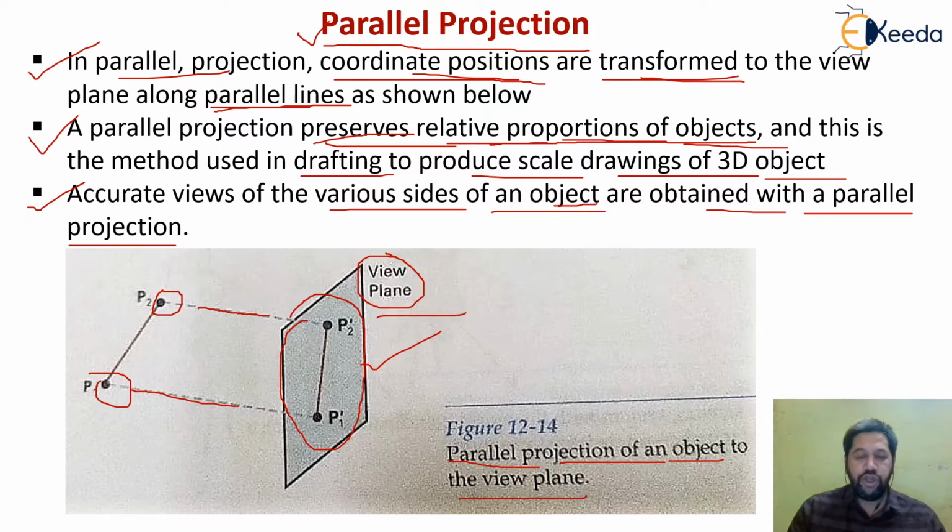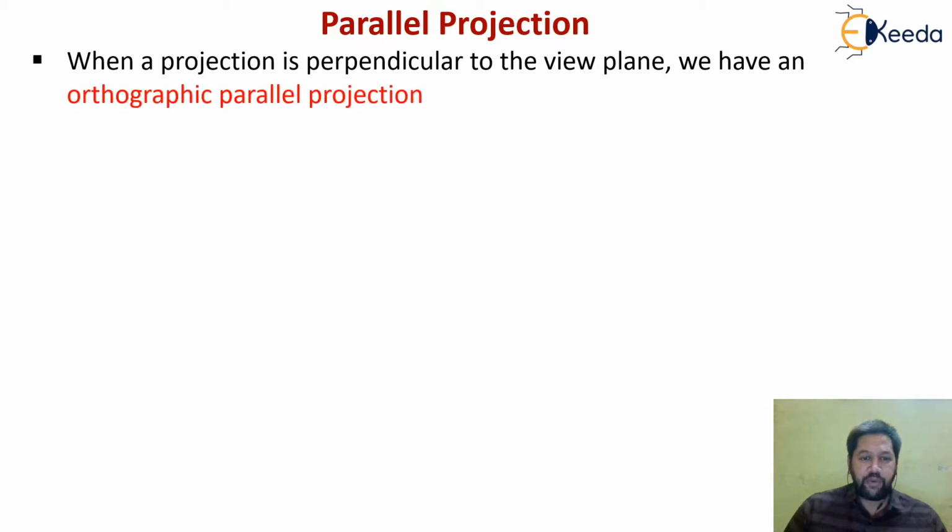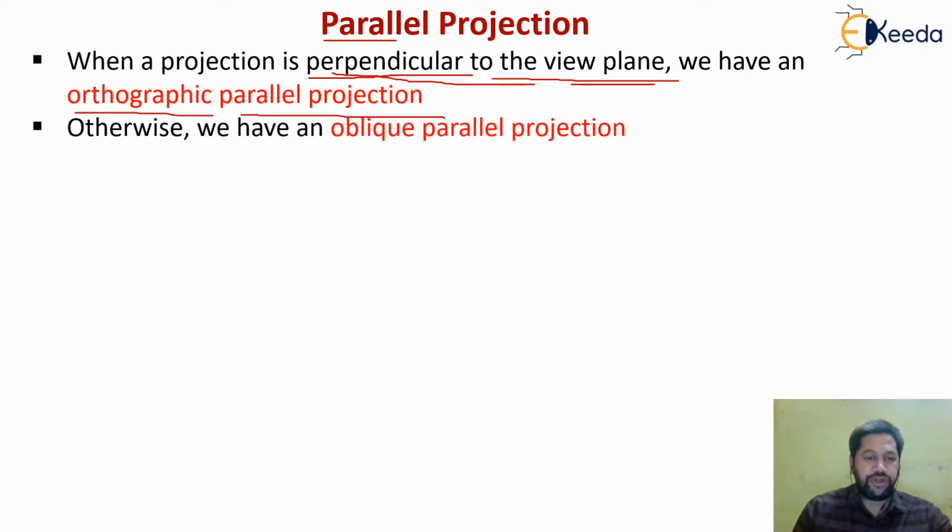Let us continue our discussion about the parallel projection. There are different types of parallel projection, so let us understand which they are. When I take a projection which is perpendicular to a view plane, it is called orthographic parallel projection.